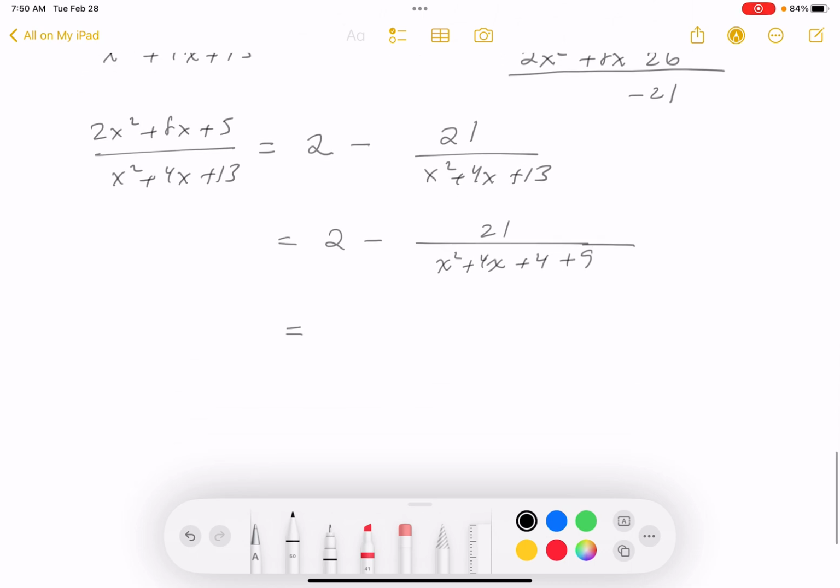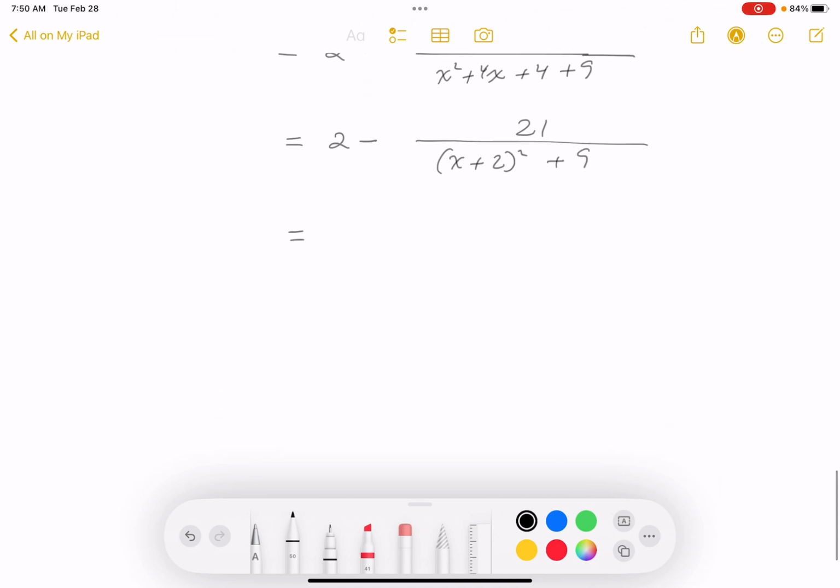Let me keep rewriting this. This is 2 minus, there's a 21 here. This would be x plus 2 squared plus 9. I like to pull out the 9, because I'm recognizing this has something to do with arctangent. It's going to be 1/9. You know what? Let me put 21 here. And that's going to be times 1. And this is going to be x plus 2 over 3 squared plus 1. All right, this is the place I want to be.